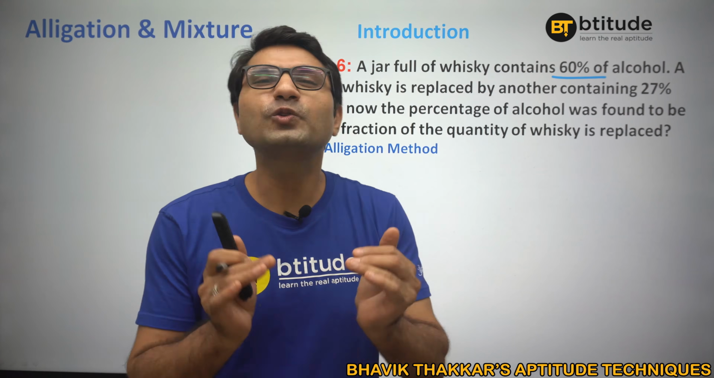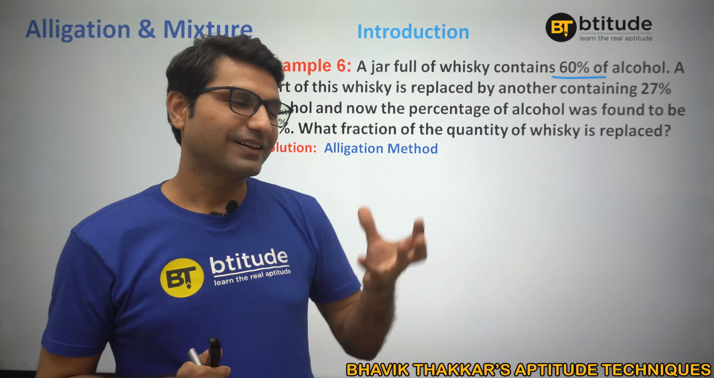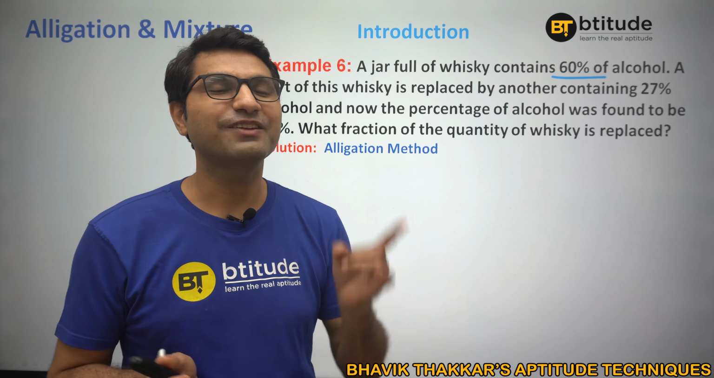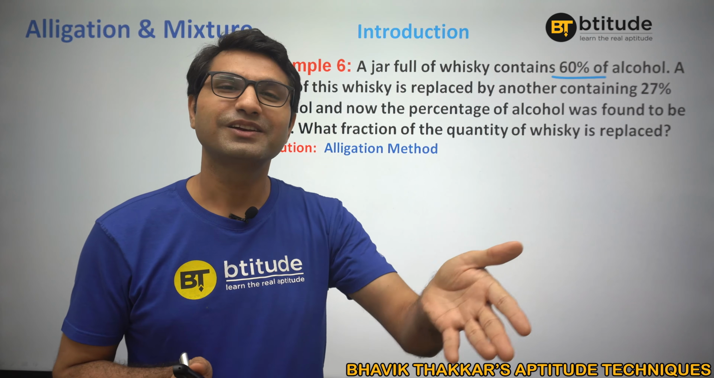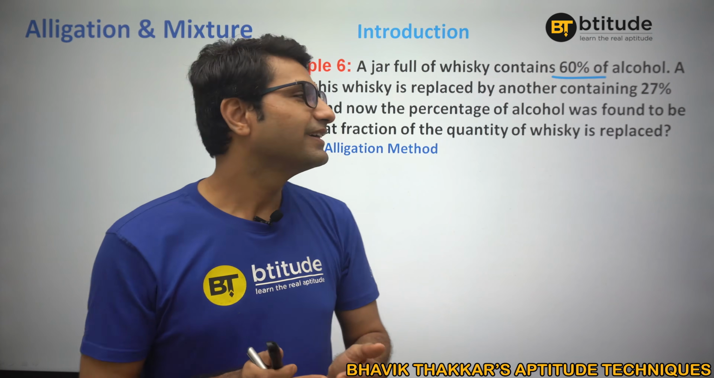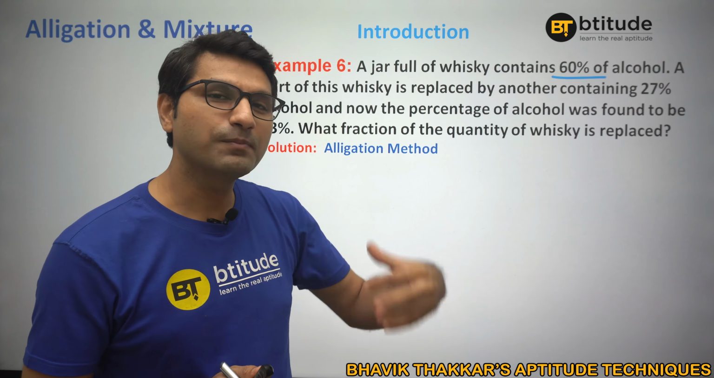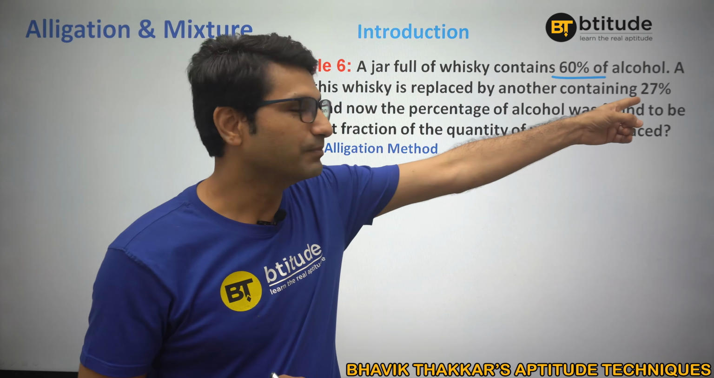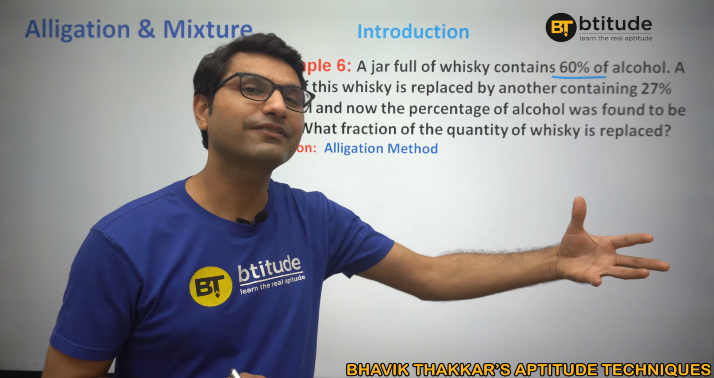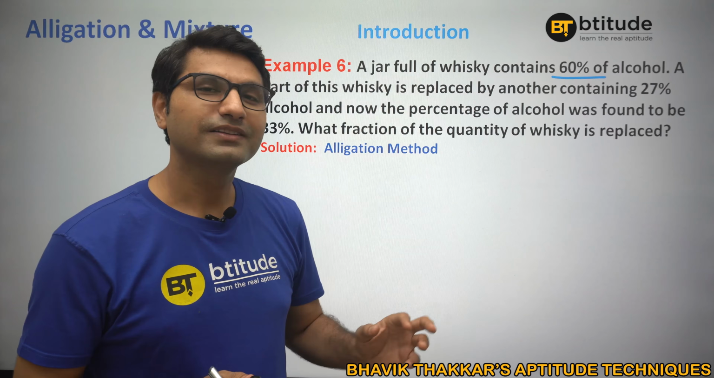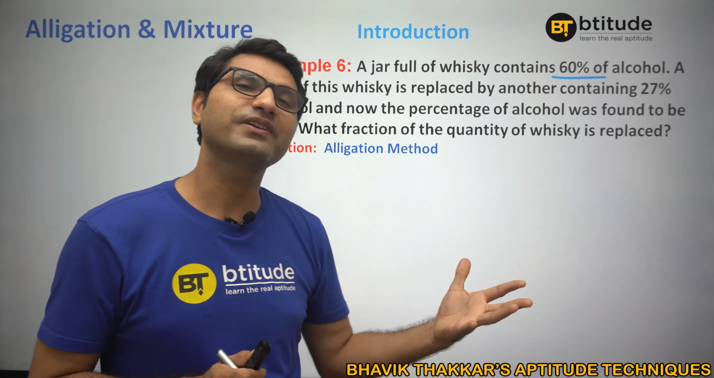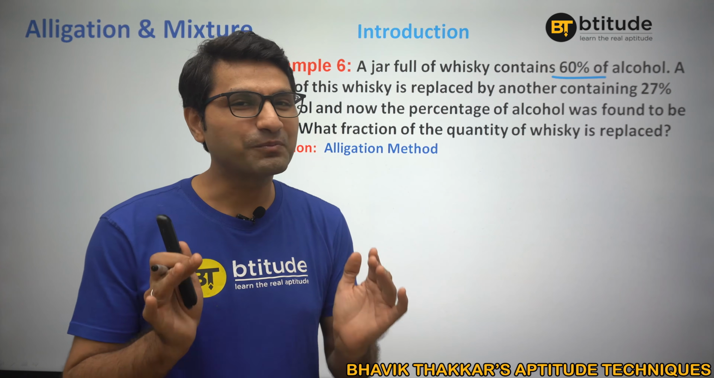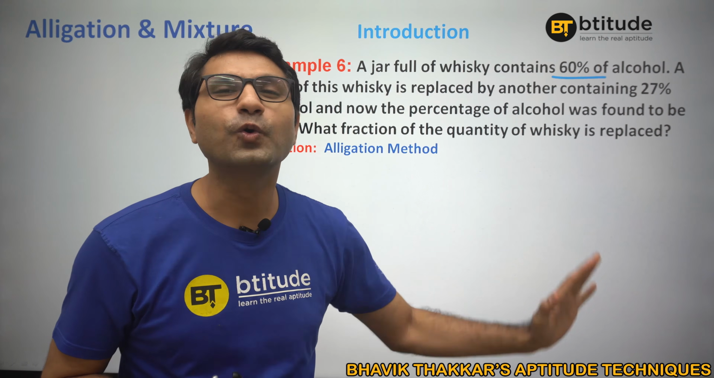Now look, all those questions where the mixture is replaced with water, we already covered, right? And we do it with the multiplying factor method. But the problem here is that when this mixture is replaced, some water and some alcohol are coming back, both of them. Because it is replaced by 27% alcohol, that means in that particular mixture also 27% is alcohol and 73% is water. So that particular method which we learned is of no use here.